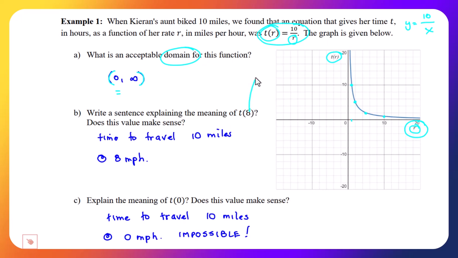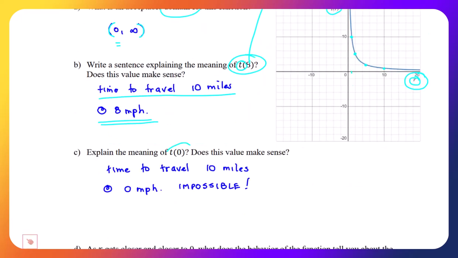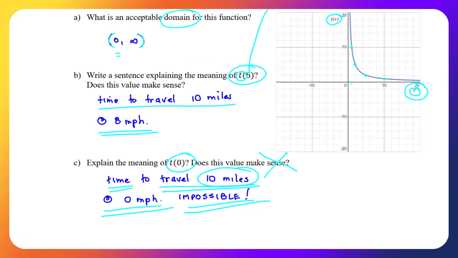Since the 8 is with the rate, and we're looking for the time, this expression is the time to travel 10 miles at 8 miles per hour. This is going to say the time to travel 10 miles at 0 miles per hour, but if you're not going anywhere, you're not going to make the 10 miles, so that's impossible. It doesn't make any sense.